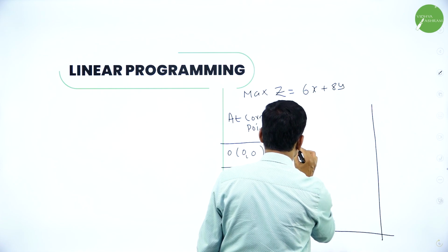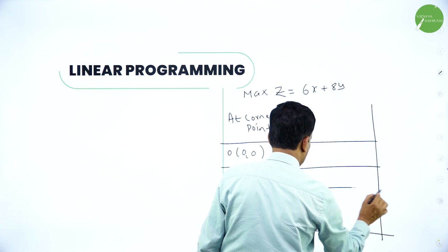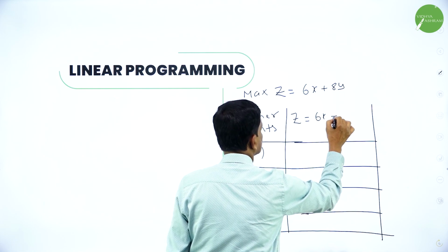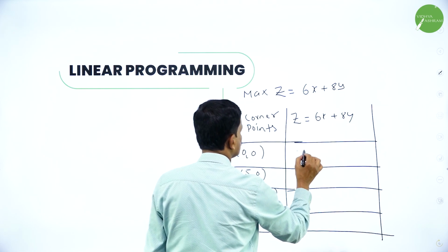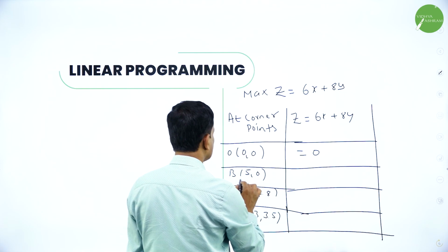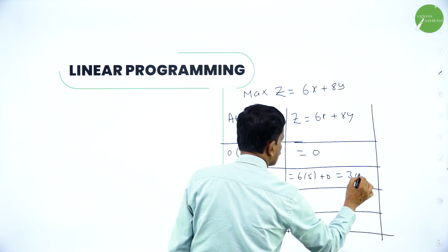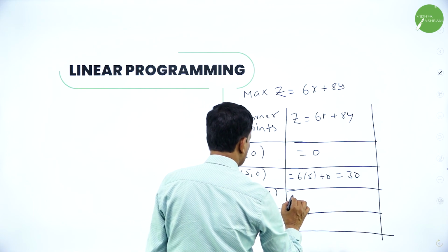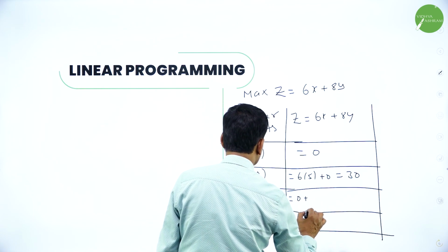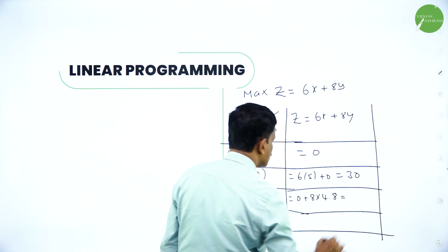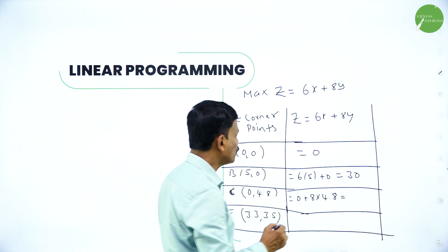Now let us substitute and simplify this. What is that? 6x + 8y. At (0, 0), this is equal to 0. At (5, 0), 6 × 5 + 0 is equal to 30. At (0, 4.8), this is 0 + 8 × 4.8, which is equal to 38.4.